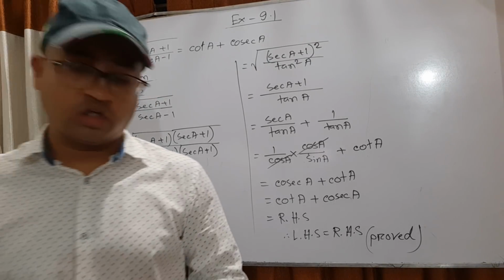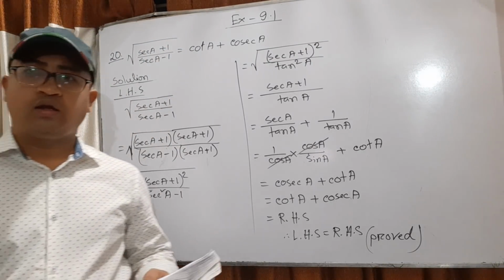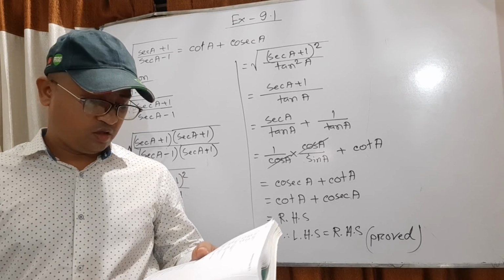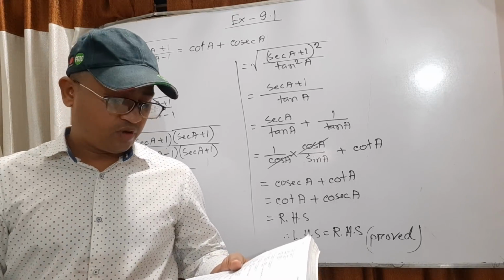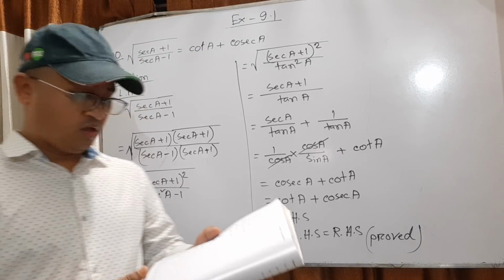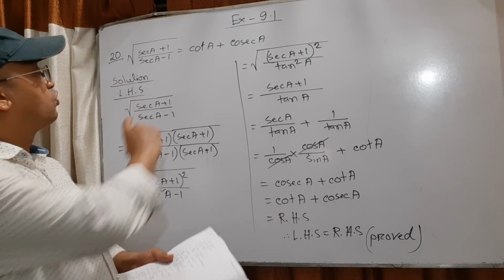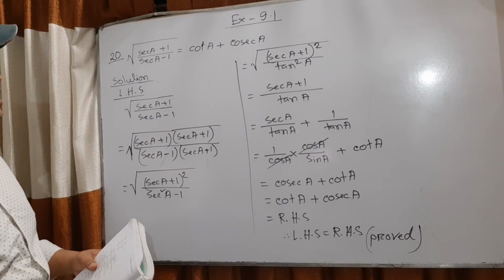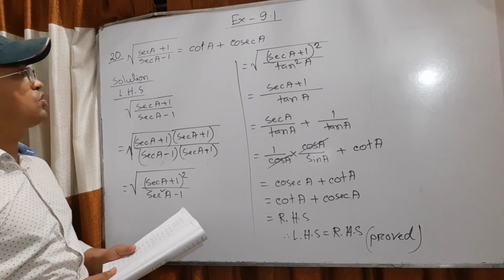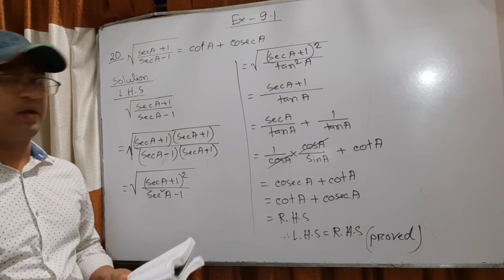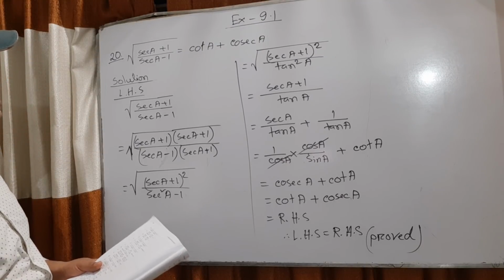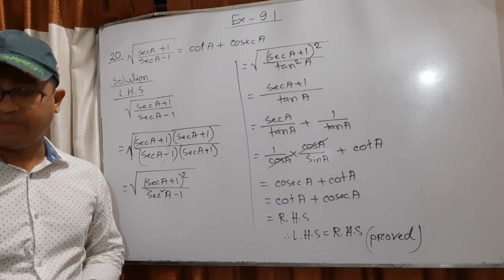Now look at question number 20. I think 19 and 20 are similar maths. After all, I have done it. Look at the board again. The question is root over sec a plus 1 by sec a minus 1 equals cot a plus cosec a. So we will prove this from the left hand side.